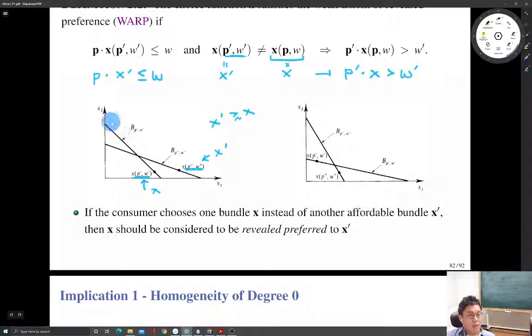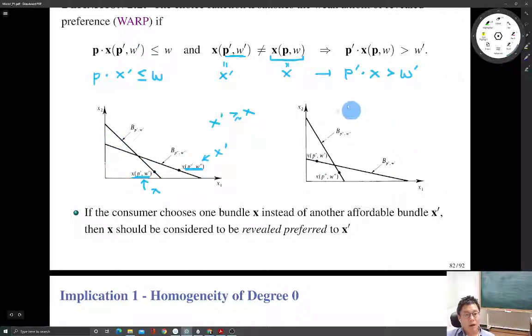But under the previous budget set, we observed the consumer chose bundle x instead of x prime. That means x prime is not affordable. So x prime must be outside of this triangle, just like this. If we observe this kind of consumption pattern in the data, it is consistent with the WARP. So it satisfies the weak axiom.